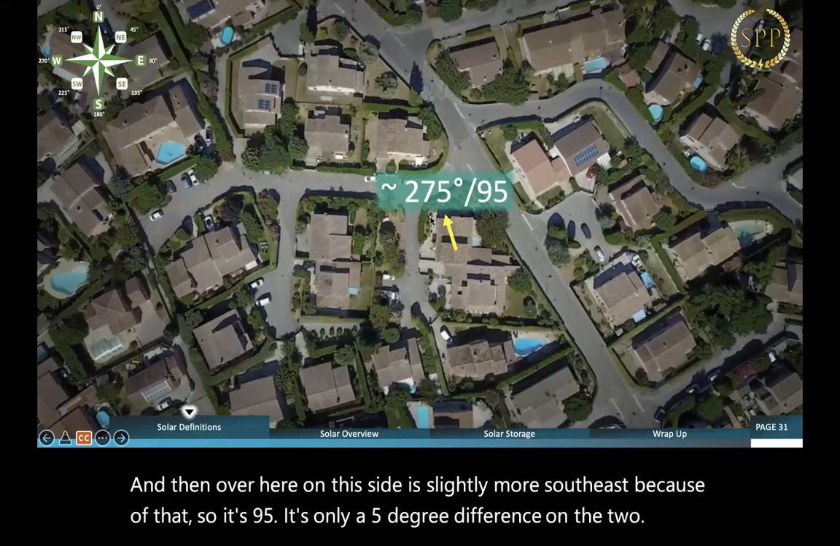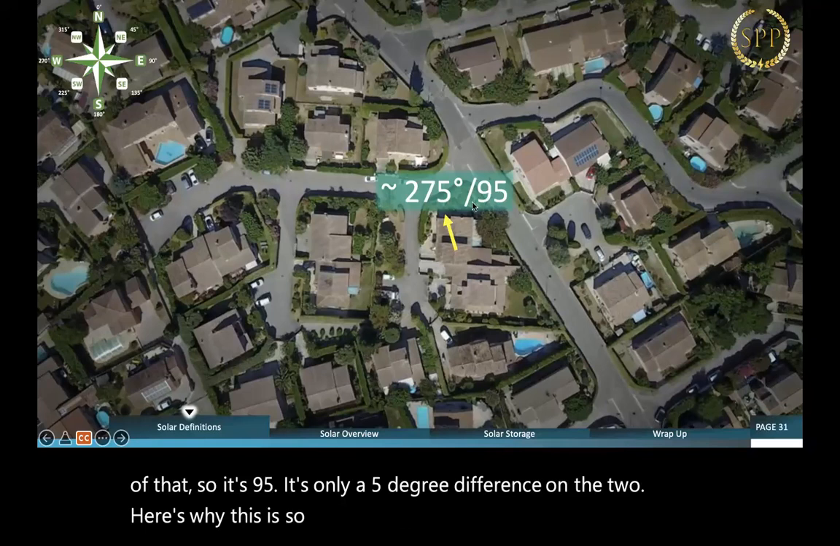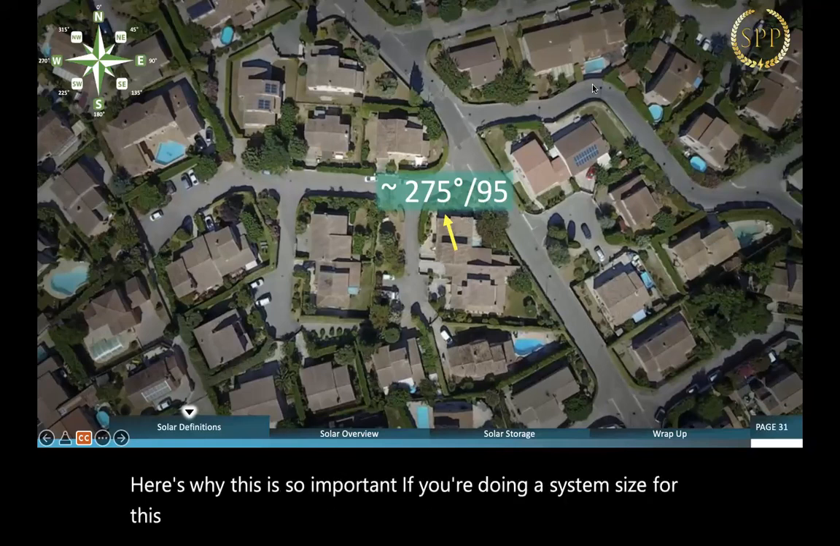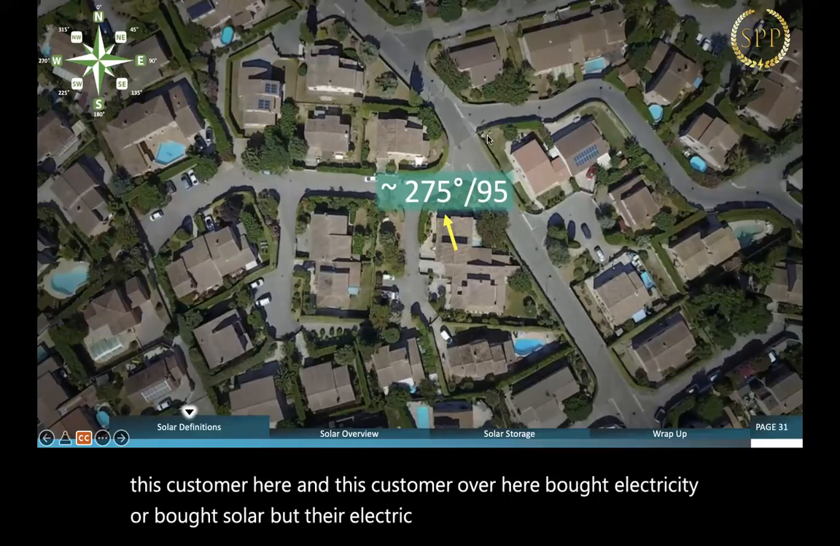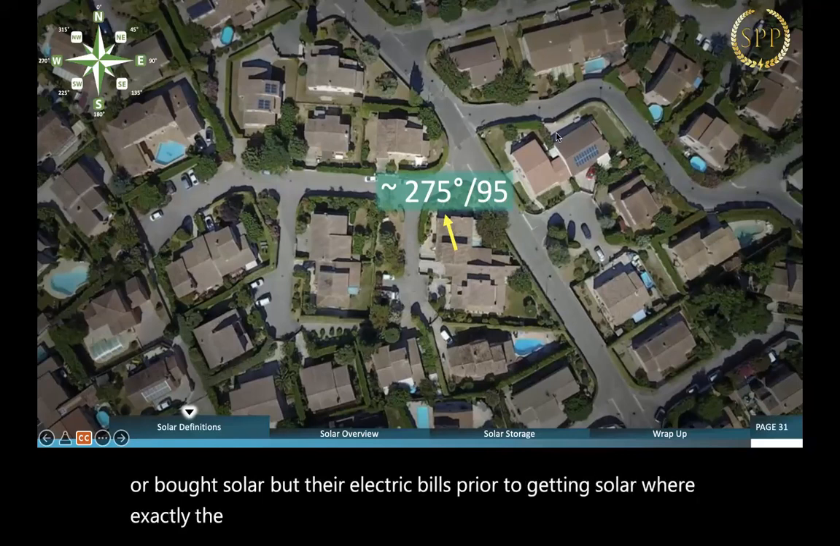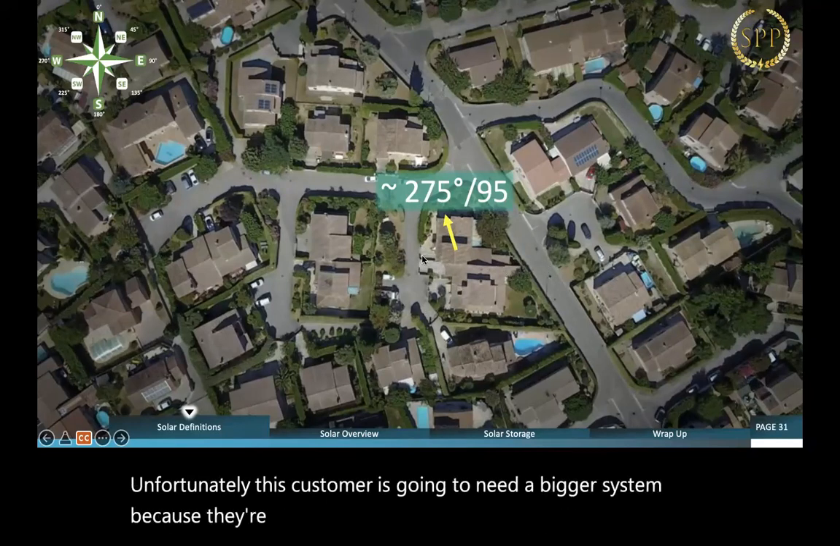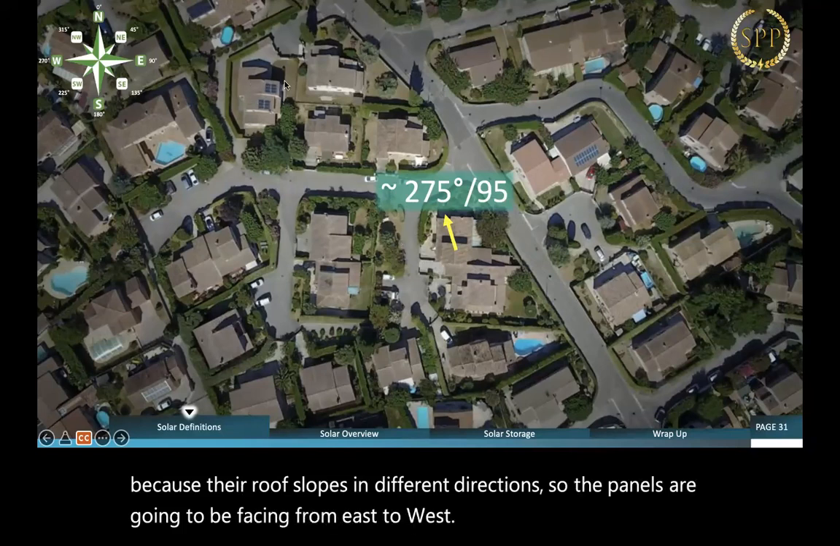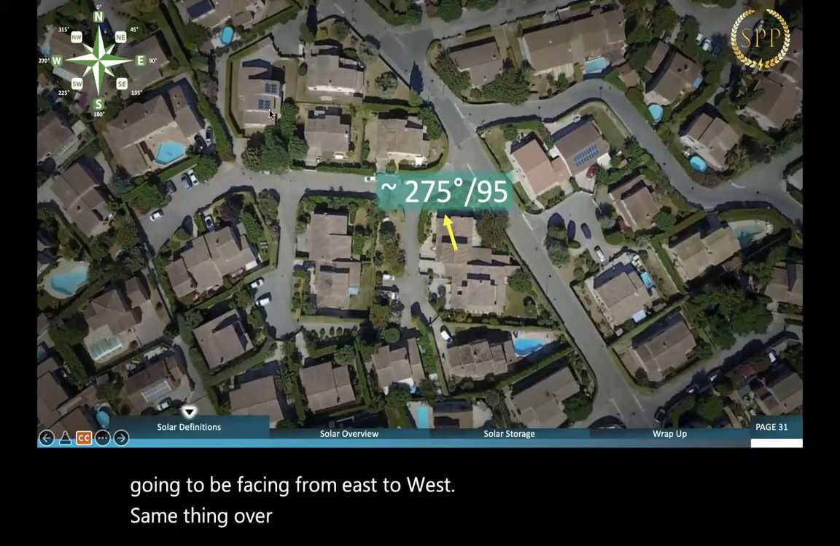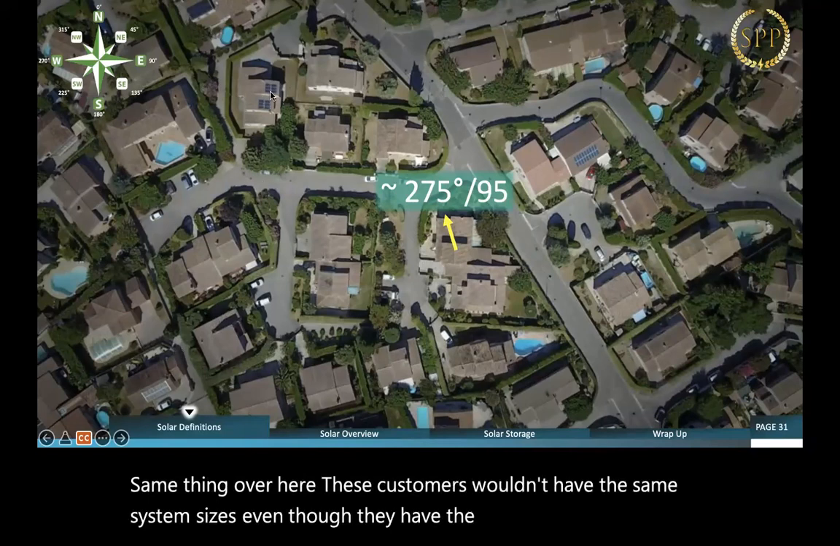Here's why this is so important. If you're doing a system size for this customer here, and this customer over here bought solar, but their electric bills prior to getting solar were exactly the same. Well, unfortunately, this customer is going to need a bigger system because their roof slopes in different directions. So the panels are going to be facing from east to west. Same thing over here. These customers wouldn't have the same system sizes, even though they have the same utility bills.